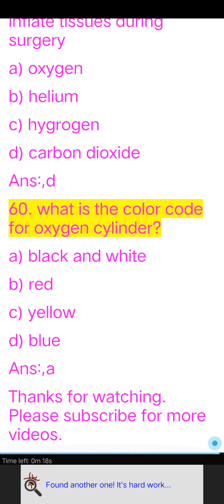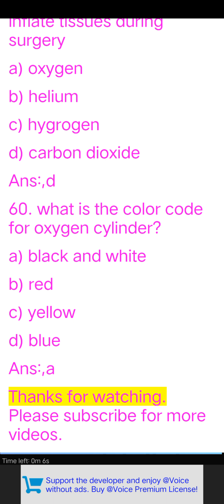60. What is the color code for oxygen cylinder? A. Black and white. B. Red. C. Yellow. D. Blue. Answer: A.